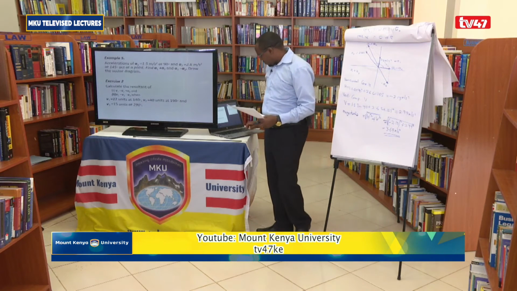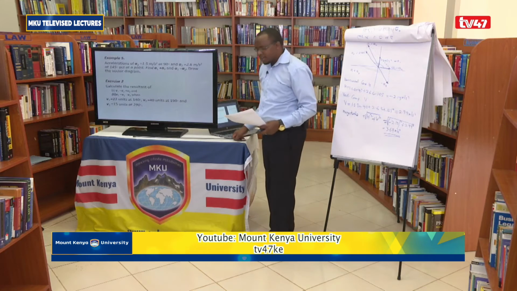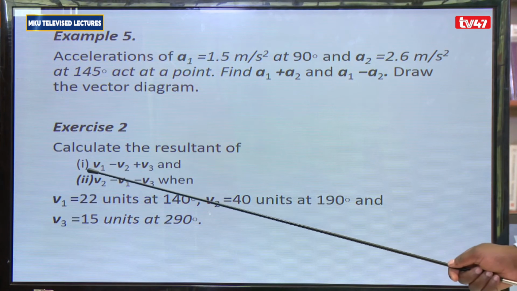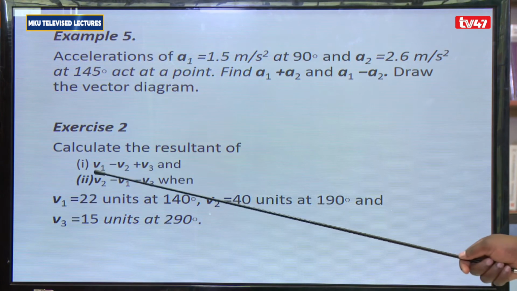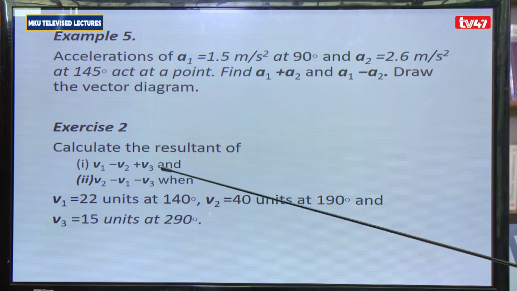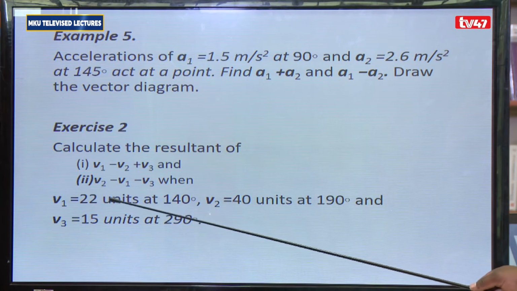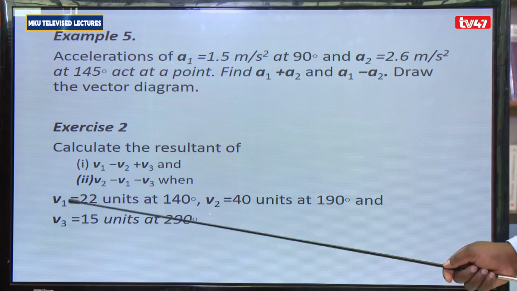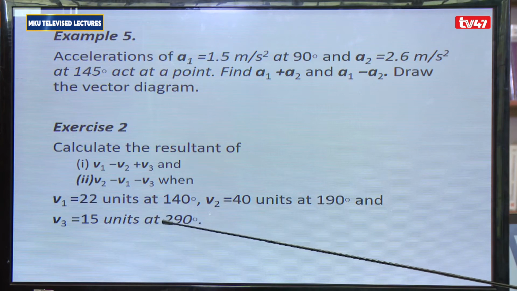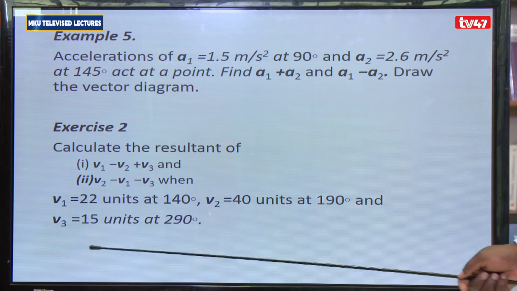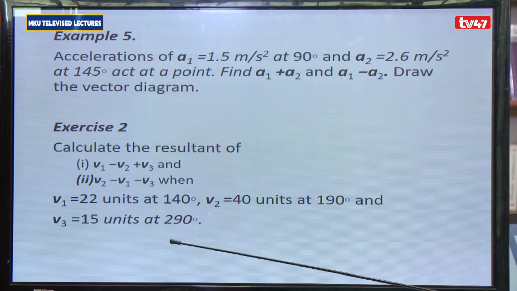Then, from there, we have got an exercise that you need to attempt, and here you have been given, you calculate the resultant of, you have got V1 minus V2 plus V3, and part 2 you get V2 minus V1 minus V3, when V1 is given by 22 units at an angle of 140 degrees, V2 is given by 40 units at an angle of 190 degrees, and V3 is given by 15 units at an angle of 290 degrees.